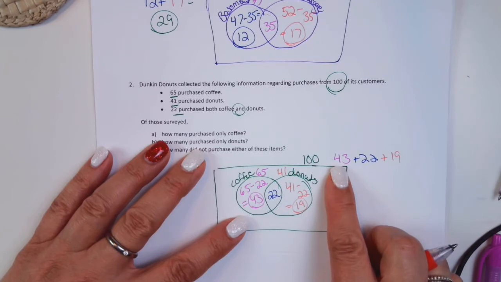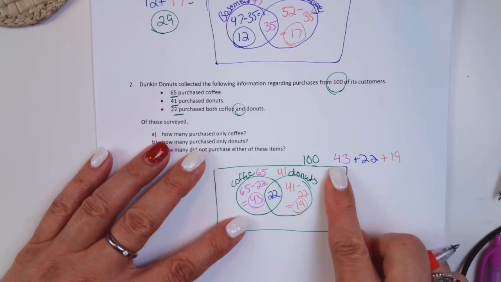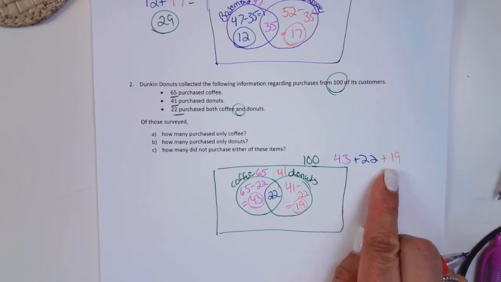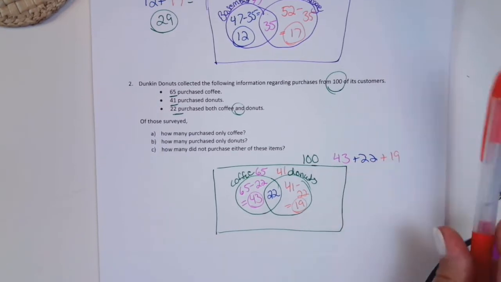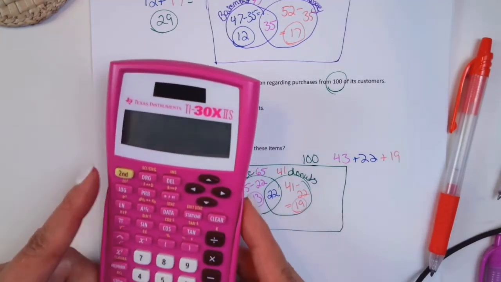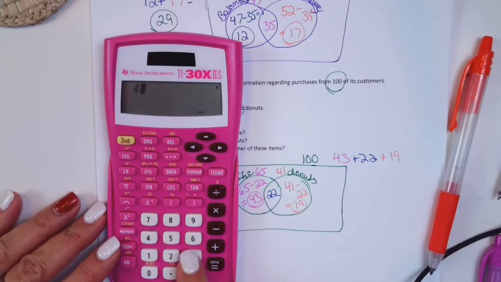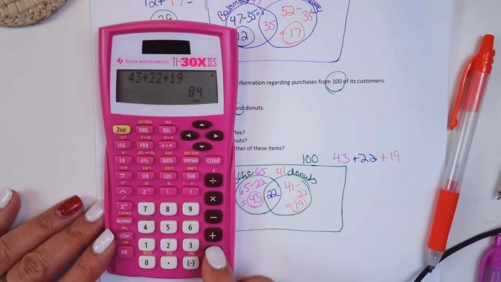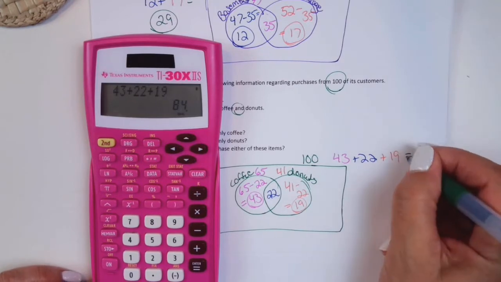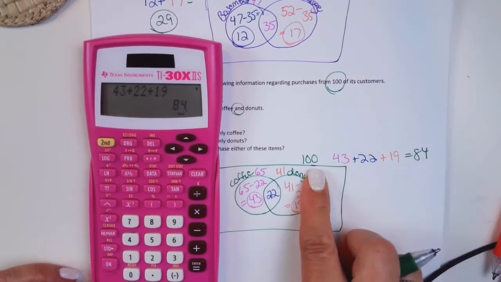So right now, if you look at this number, we get 43, 22 plus 19. We have 60, 70, 81, 84. Let's take out the calculator so I'm not making a mistake. So 43 plus 22 plus 19 equals 84. So this number is only 84 and not the 100.